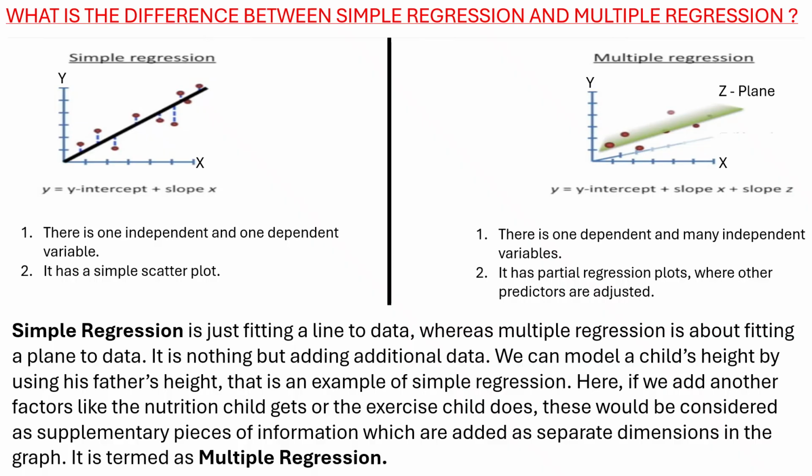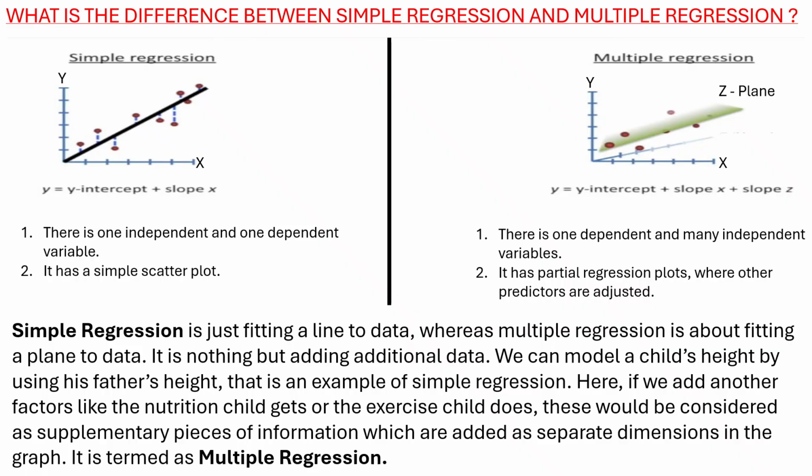For example, we have to determine the height of a child when he will grow up. In the case of simple regression, we can determine whether the child's height will regress, that is, fall back to average, just by using his father's height, where the father's height would be the independent variable and the child's height would be the dependent variable. This dependent variable, the child's height, would be dependent on the father's height. This is an example of simple regression.